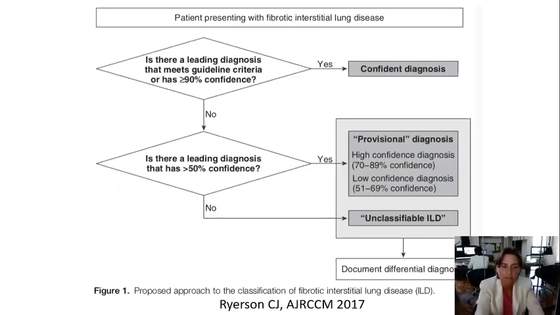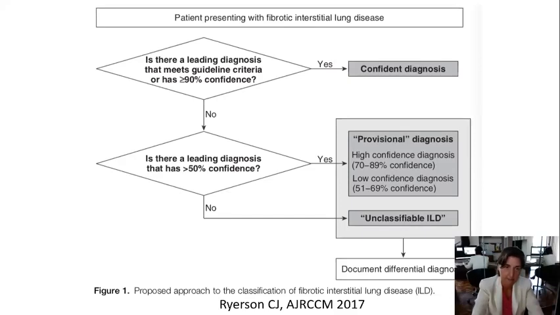One of the most relevant is this one, published by Ryerson in 2017, that based on the self-reported confidence stratified possible diagnosis into confident diagnosis when the confidence is higher than 90%, provisional diagnosis when it is between 50 and 90%, with high confidence provisional diagnosis in the area between 70% and 90% confidence. And then, of course, below 50%, we have the unclassified cases.